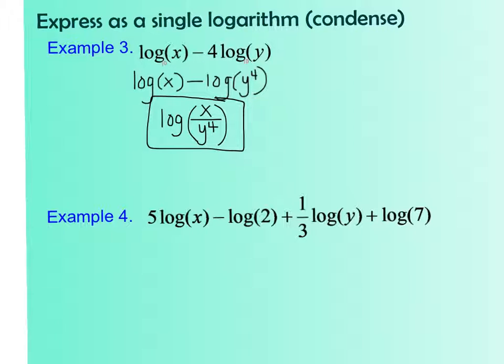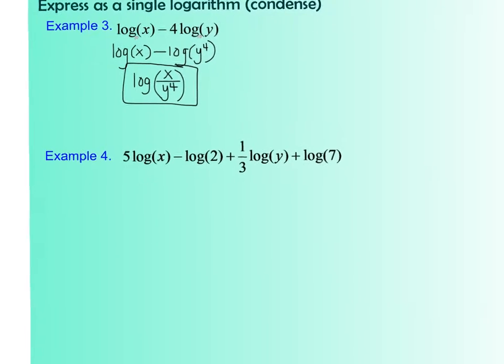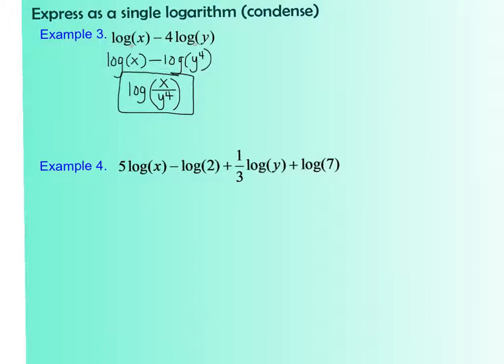Trying that here with this second one, we're going to condense this whole thing into a single log. I'm going to move this up a little, give myself room. So start with the exponents. Go ahead and rewrite any coefficients you see out in front as an exponent. So that's log base 10 of x to the 5th. Log 2 we'll just leave. Plus, this is log of y to the 1/3, which is the same as the cube root, don't forget.